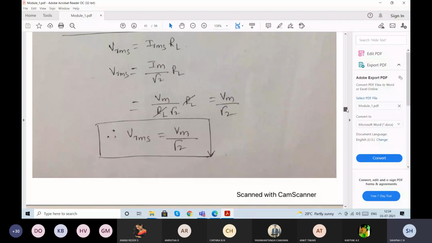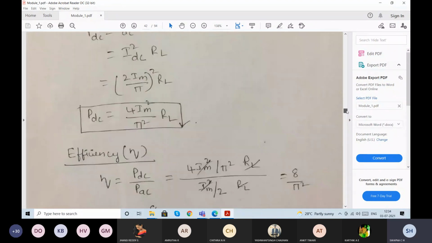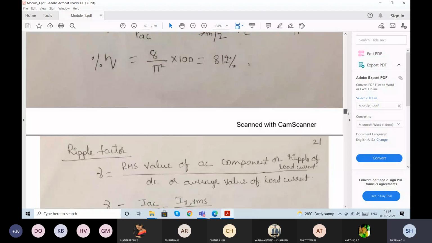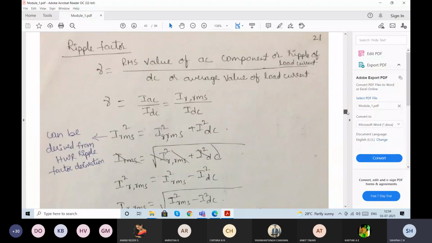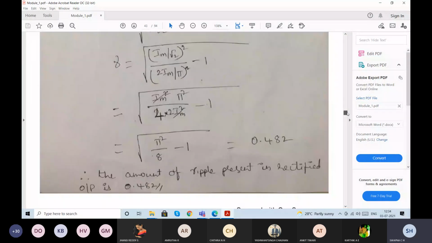Okay, so for this, when you calculate the efficiency, in the same way here also you need to calculate IAC, IDC, IRMS, VDC, VRMS, then PAC, PDC, that is AC power, DC power, then finally efficiency. When you calculate the efficiency, here it is 81.2%. It implies that it is almost double the half wave rectifier value. Then the ripple factor for your half wave rectifier was 1.21, but for your full wave rectifier, it is 0.482.